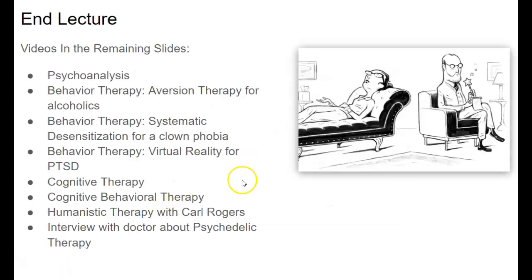Okay, so that's the end of the lecture. At the end of the slide notes, which are available on Canvas, you can find a number of videos that you might find helpful for furthering your research for the project, or if you just wanted to learn more about some of these topics. There are videos in the remaining slides on psychoanalysis, behavior therapy, specifically aversion therapy for alcoholics, behavior therapy, systematic desensitization for a woman who had a phobia of clowns, and behavior therapy, where a person is treating his PTSD with virtual reality.